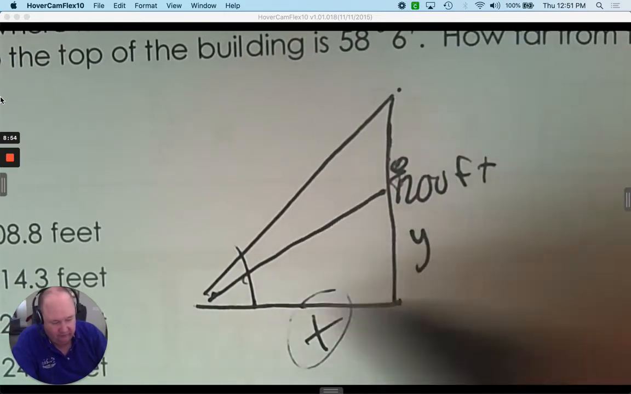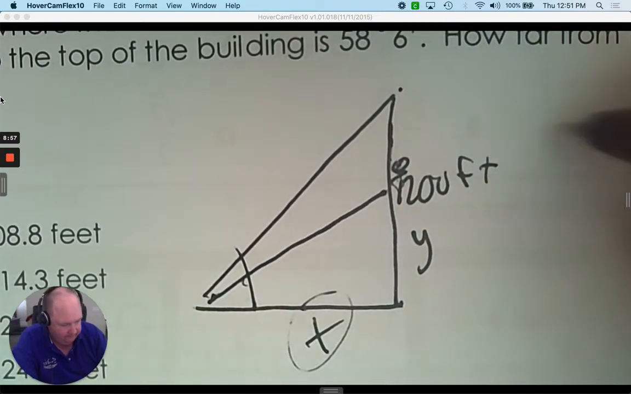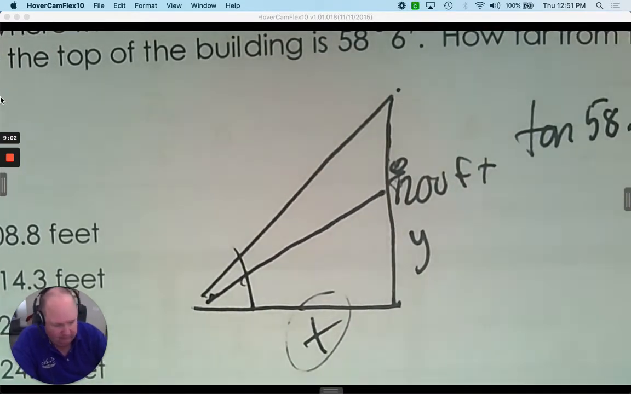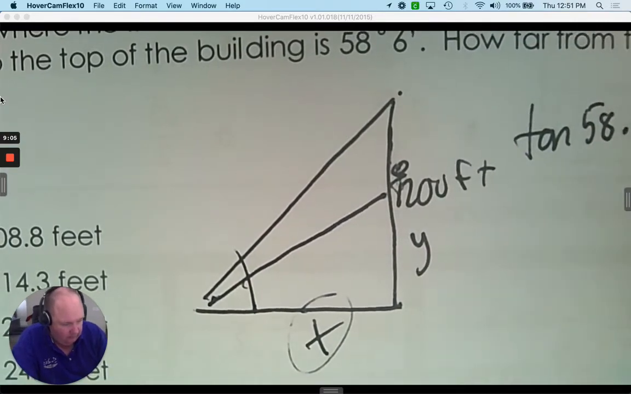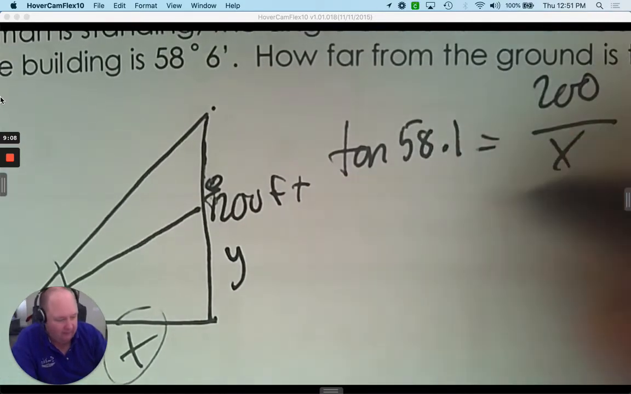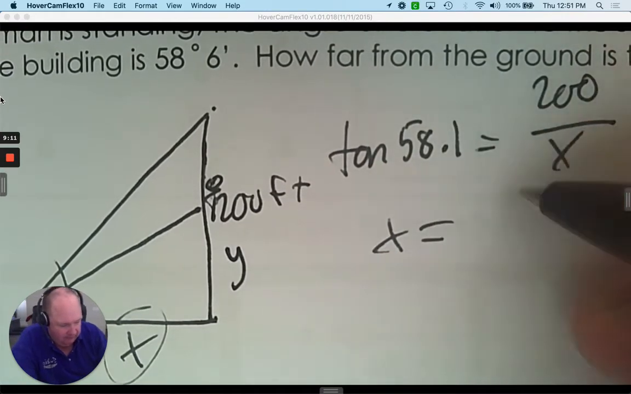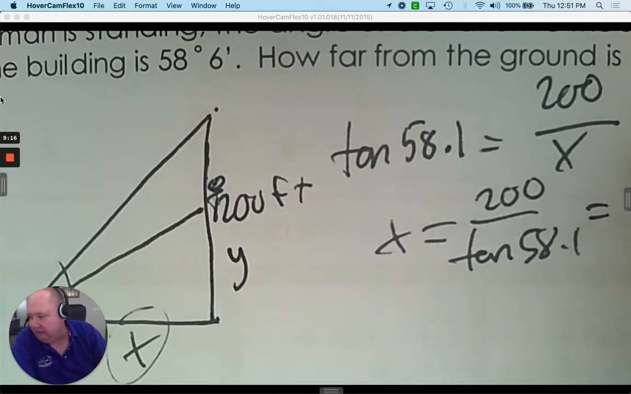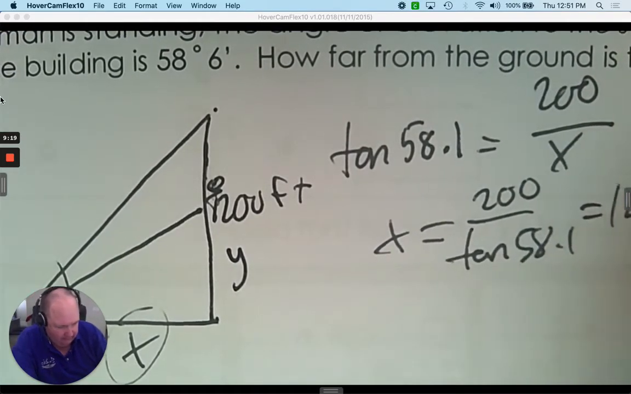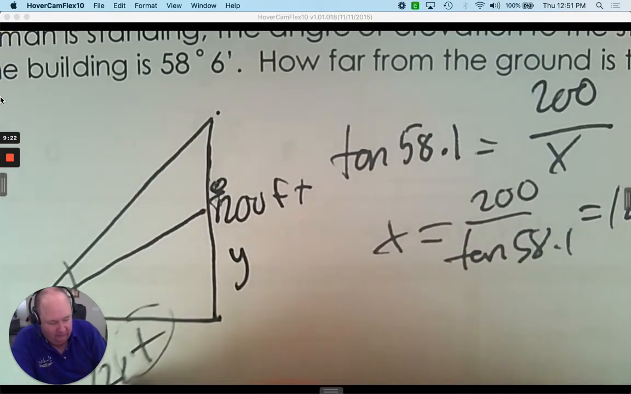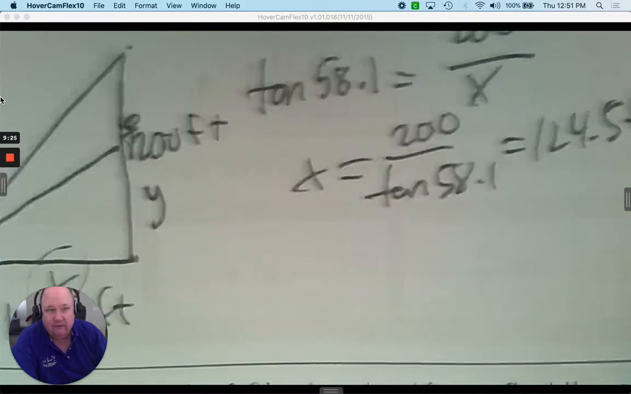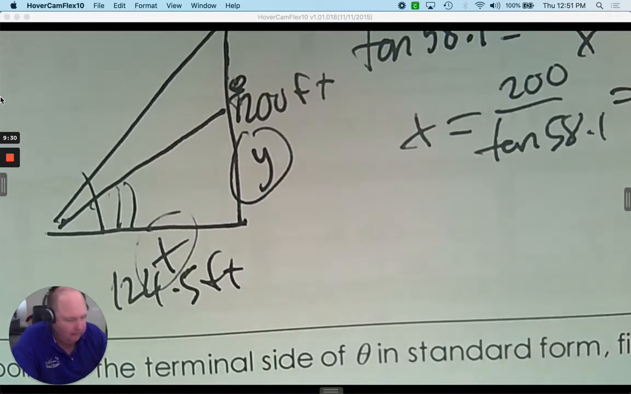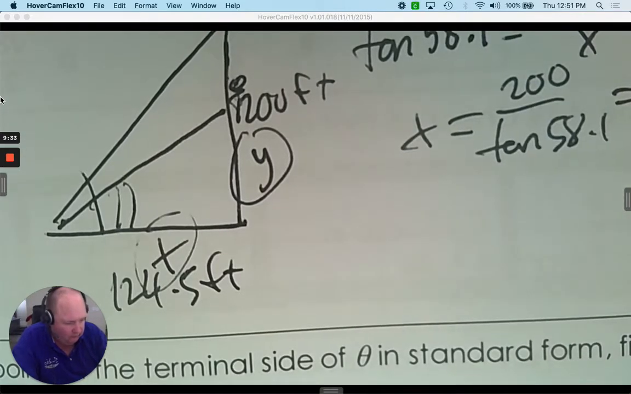So first of all, to find this, we'll use 58.1. So tangent 58.1, that takes us to the top of the building. 200 feet to the top, that's x. So to get x by itself, multiply and divide or switch positions. So this is what you'd put in the calculator. So x is 124.5. Now that I know that x is 124.5, now I can find y. This little angle in here to the person is 42.